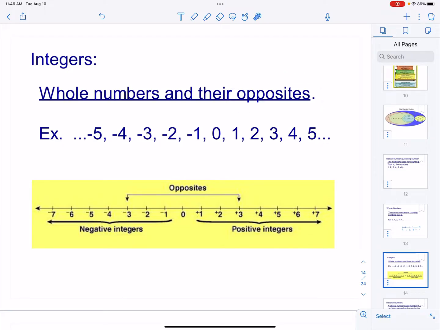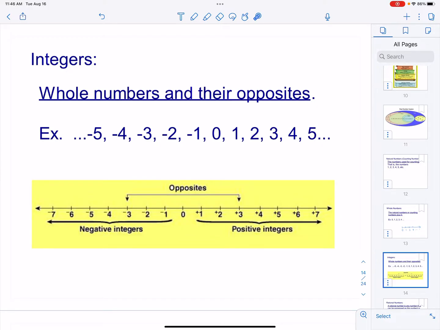Opposites means the distance away from 0, just on the other side of 0. So if I ask you, like the example that we have here, what is the opposite of positive 3? Well, you're going to say negative 3 because they are the same distance away from 0, just on the other side. That's what opposite means, okay? But I could also ask you the same thing. What's the opposite of negative 3? Positive 3, because it's the same distance from 0.